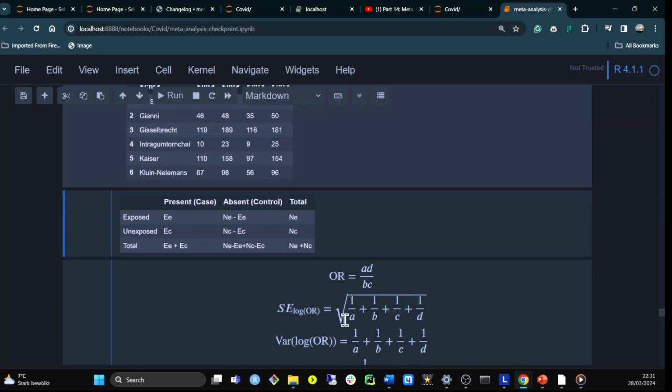The standard error calculation is very simple. For the log odds ratio, you take the reciprocal of each one here, on each of these events, sum them, and then you take the square root, so you get the standard error. But without the square root, that one is the variance.